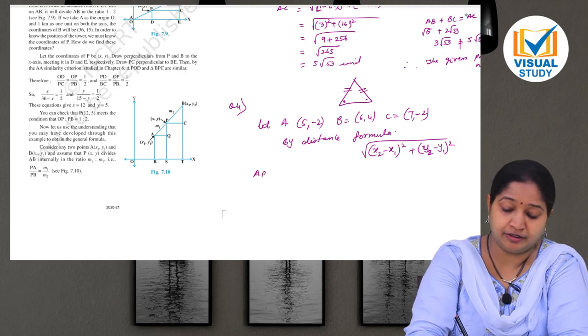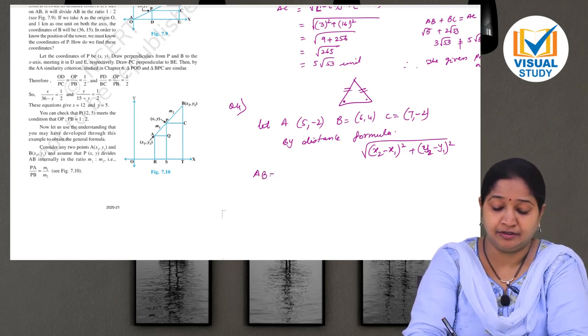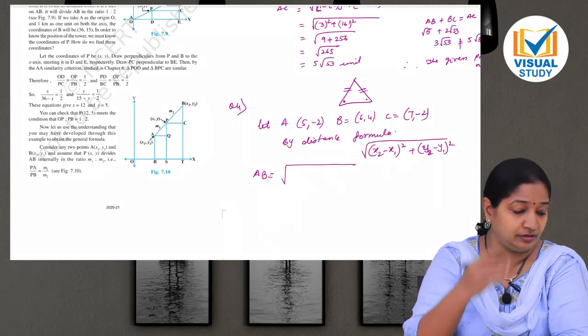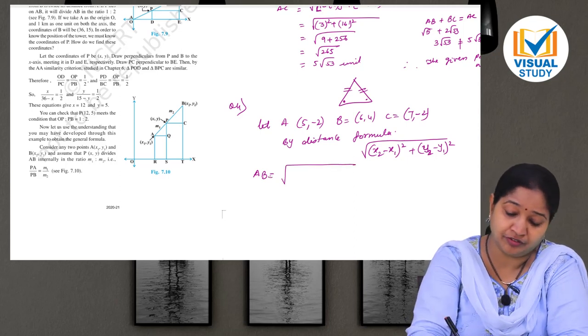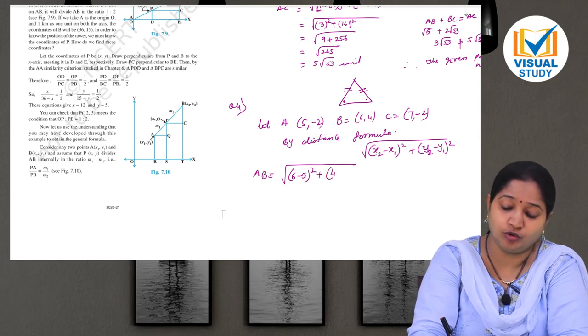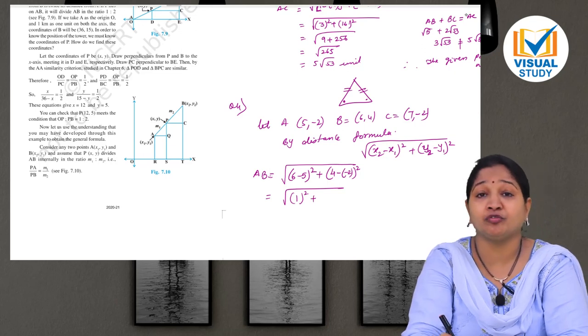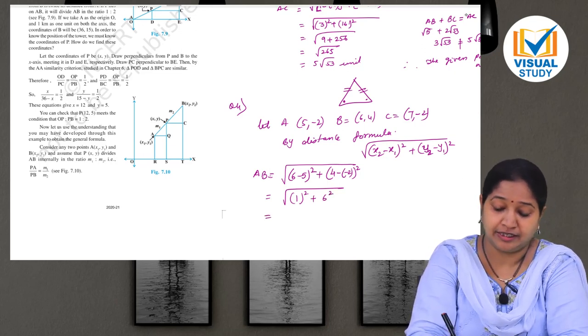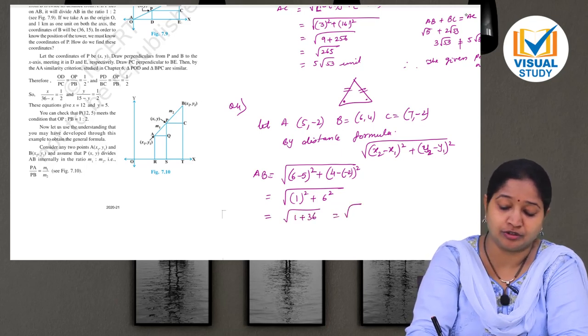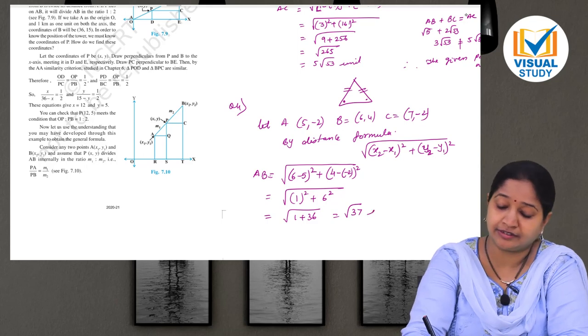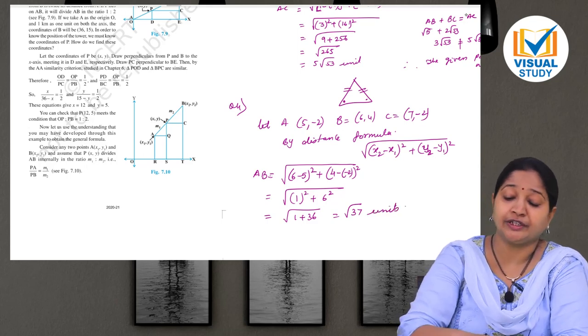So what is your distance AB? It is root of (6 minus 5) whole square plus (4 minus of minus 2) whole square. This is 1 whole square plus (4 plus 2), that is 6 square. That is 1 plus 36, and you get root 37 units. Don't forget to write the units.